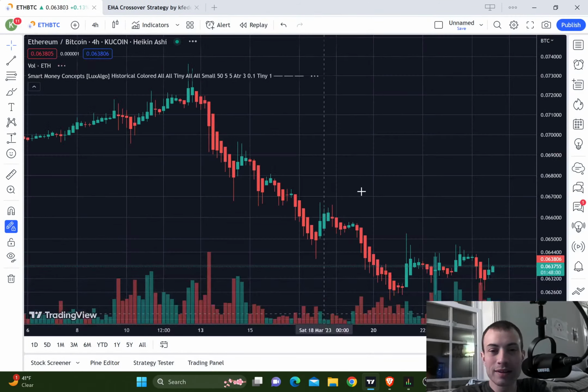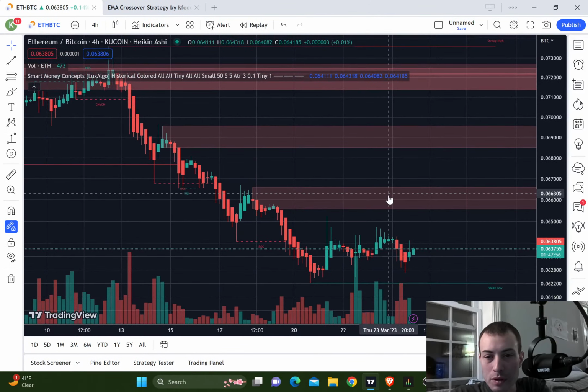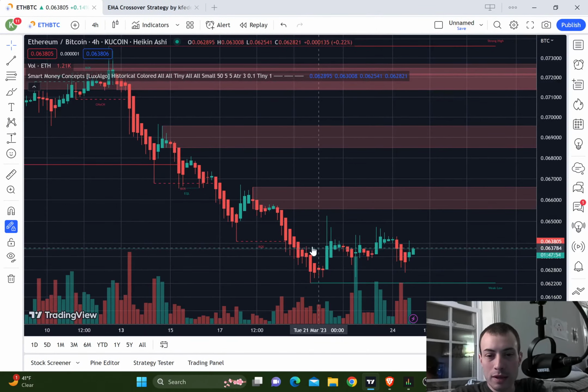Kucoin. So, it looks like it's trying to form some kind of base at the moment.